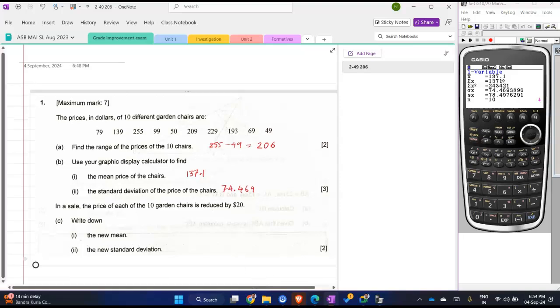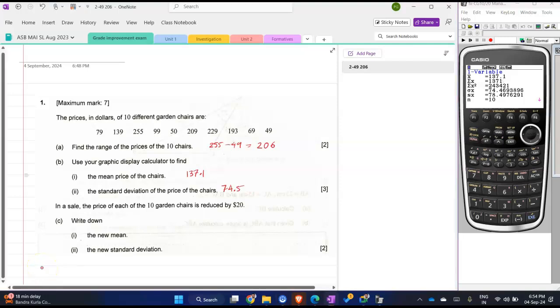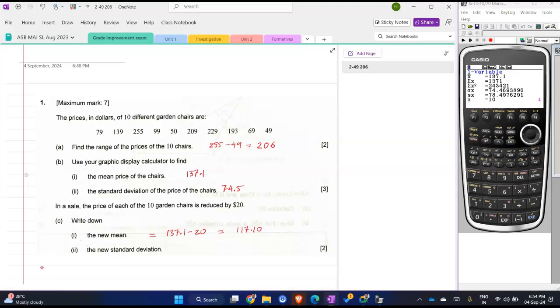Now the mean will reduce by 20. So the new mean will be 137.1 minus 20. Remember that the mean reduces. So that's 117.1. You just subtract the number from your mean.